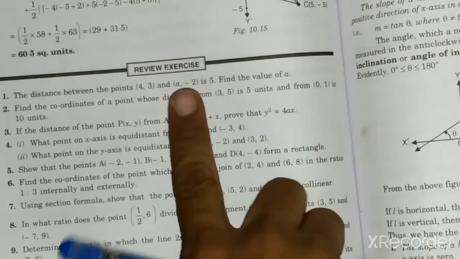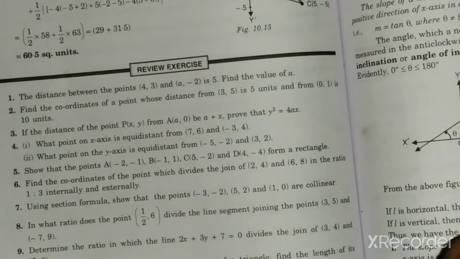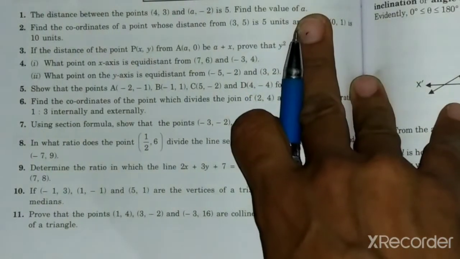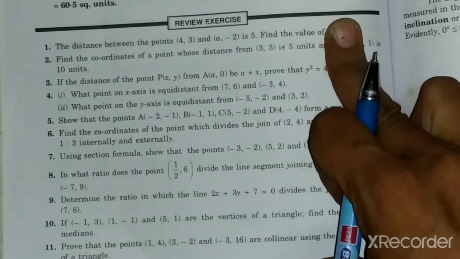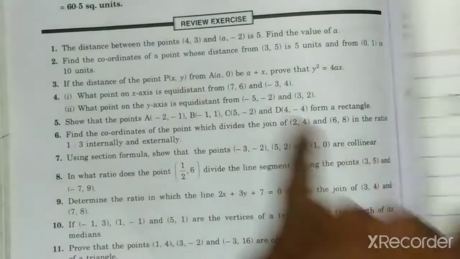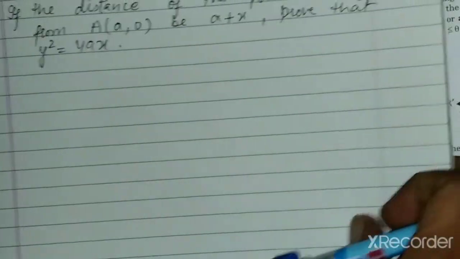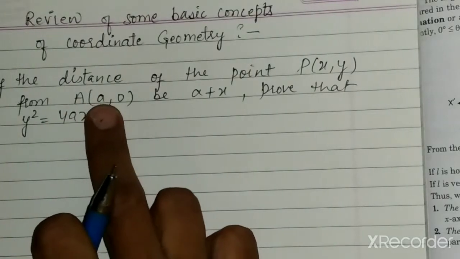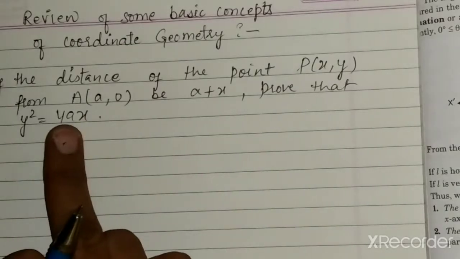Now the first exercise is our review exercise of all types of sums we have discussed in our 10th class: the distance formula based sums, the section formula based sums and the sums based on the area of the triangle. So this is the review exercise. In the third sum we are asked: if the distance of the point P(x, y) from the point A(a, 0) be a + x, prove y squared equals 4ax.